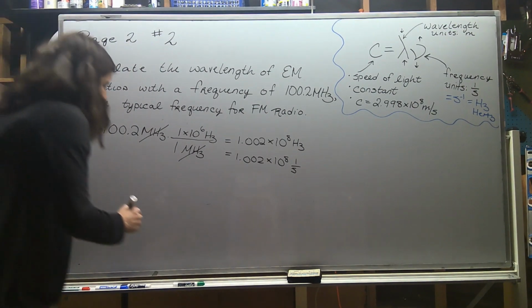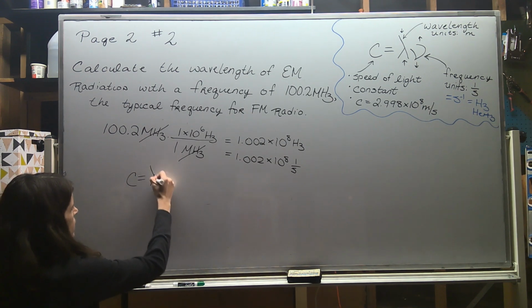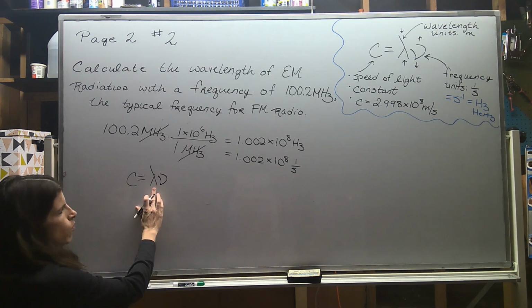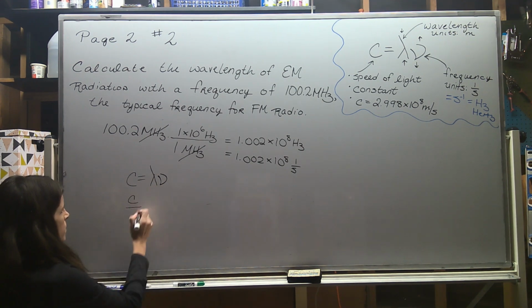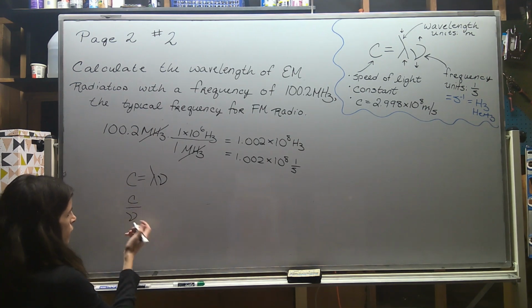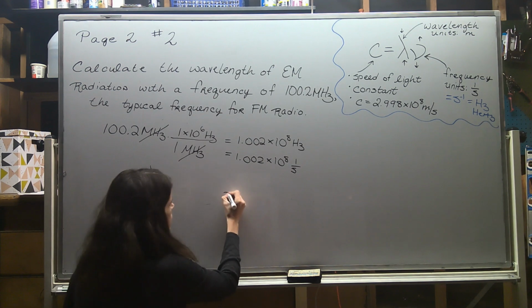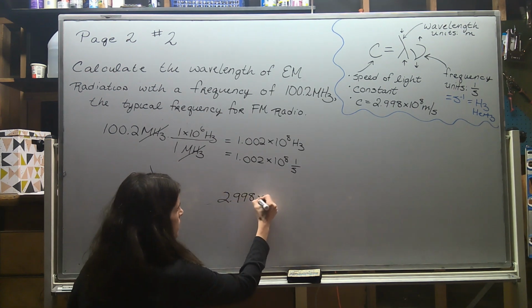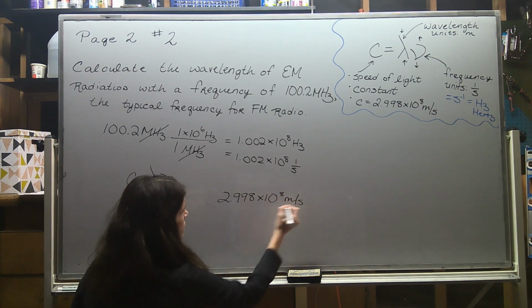And let's do that then. So again, we have C equals lambda times nu. And this time we're asked to solve for wavelength. So we'll do C divided by nu, or frequency, equals lambda. C is a constant, 2.998 times 10 to the 8th meters per second.